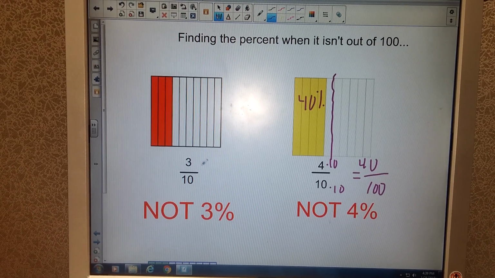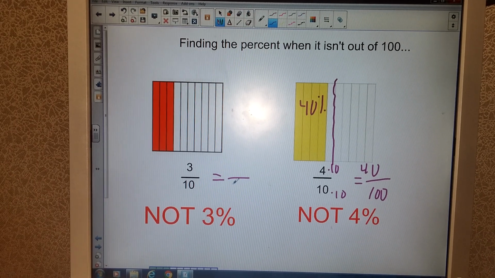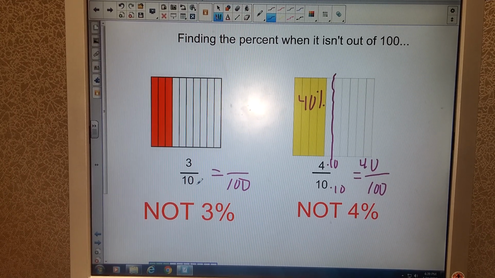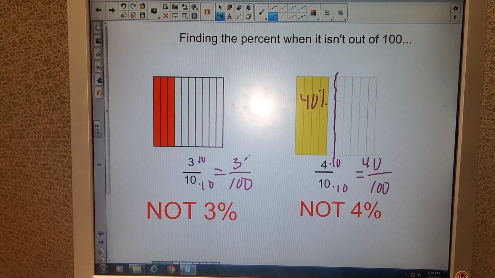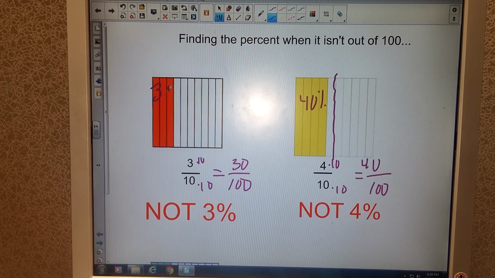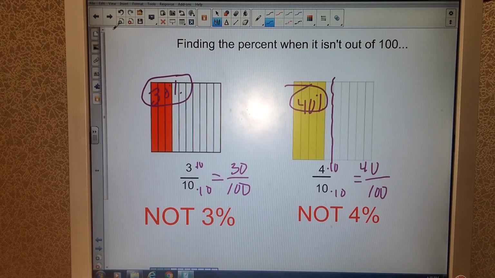The one on the left, 3 out of 10. Again, not 3%. Percents are a rate per 100. The total is 100. 10 times 10 is 100. 3 times 10 is 30. 30 out of 100 is the same as 30%.